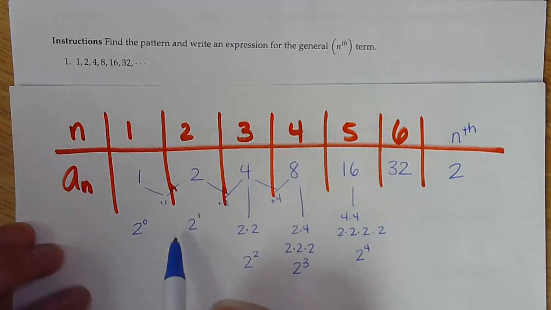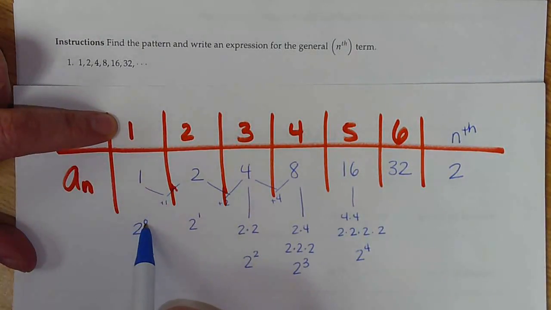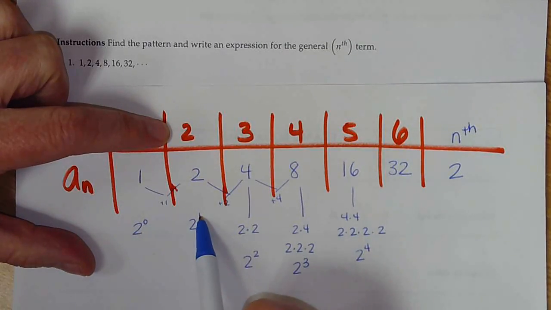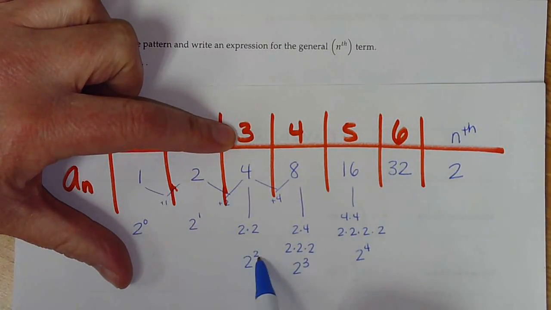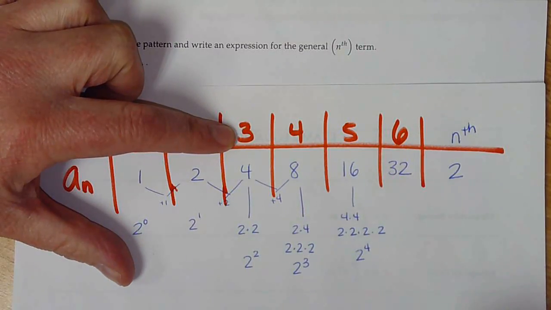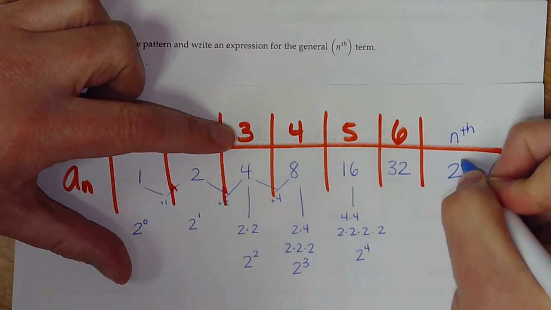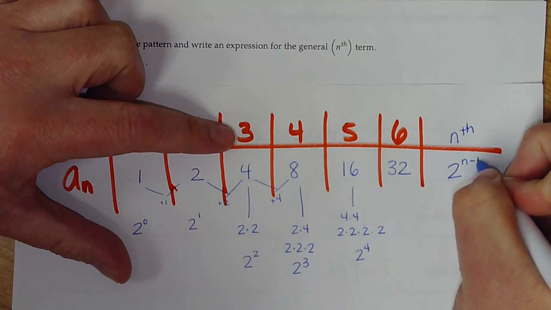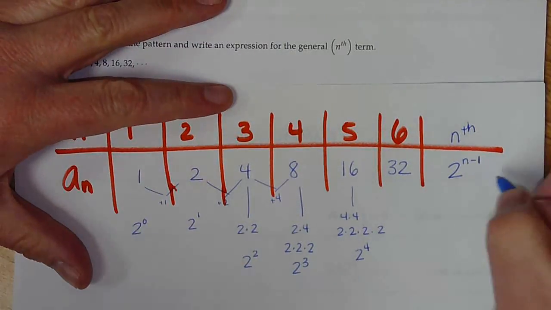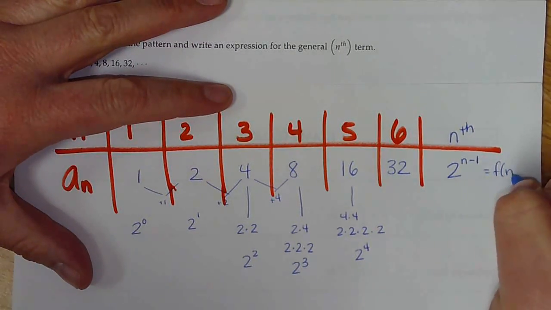And then when n is 1, I have a 0 in the exponent. When n is 2, I have a 1 in the exponent. When n is 3, I have a 2 in the exponent. So it looks like the exponent is 1 less than the number I'm counting on. So I'm going to call my exponent n minus 1. So the formula for this one is 2 to the n minus 1. So that's our f of n.